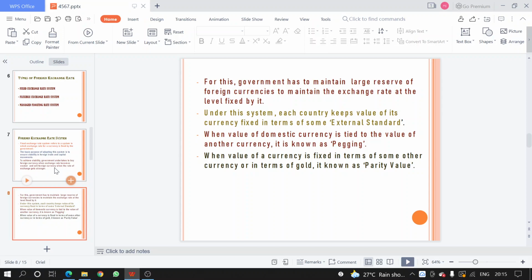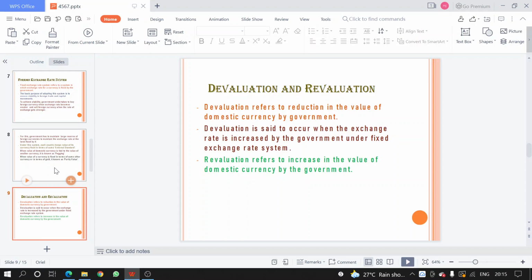Under this system, a country keeps the value of its currency fixed in terms of an external standard. When the value of the domestic currency is tied to the value of another currency, it is known as pegging. When the value of a currency is fixed in terms of some other currency or in terms of gold, it is known as parity value.